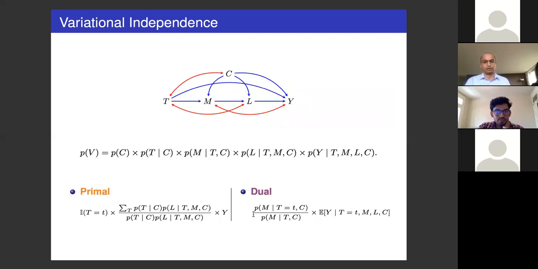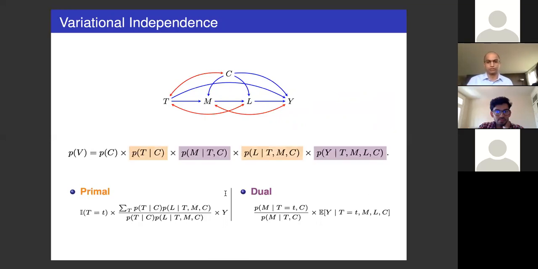And color-coded here, I've written down the primal estimator for the effect of the treatment on the outcome and the dual estimator. And it turns out that the models used in each of these estimators are always variationally independent pieces of the joint likelihood. So the primal uses T given C, and L given T, M, and C, and the dual uses M given T and C, Y given T, M, L, and C, and these are just variationally independent pieces of this joint.